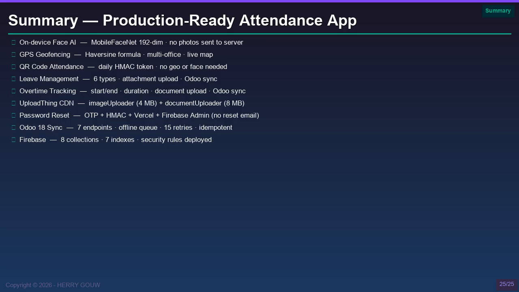UploadThing handles all file storage with separate route handlers for images and documents. A custom OTP and Vercel password reset flow bypasses Firebase reset email limitations. And Odoo 18 sync with an offline queue ensures no data is lost when connectivity is intermittent. The app is fully configured, tested, and ready for deployment.